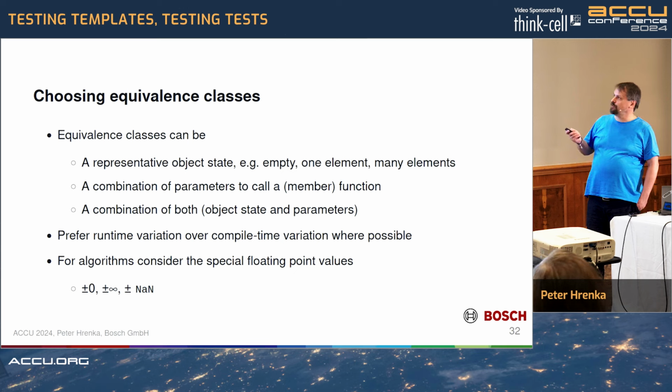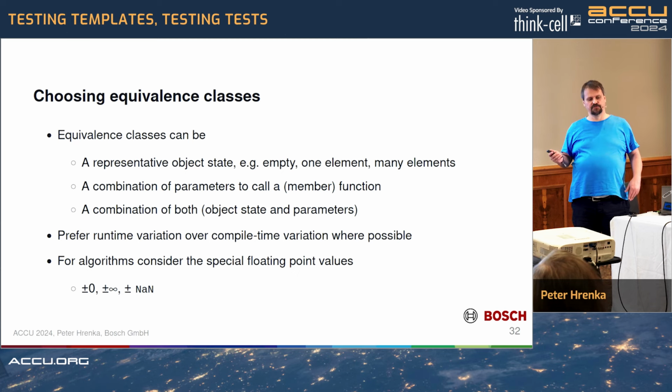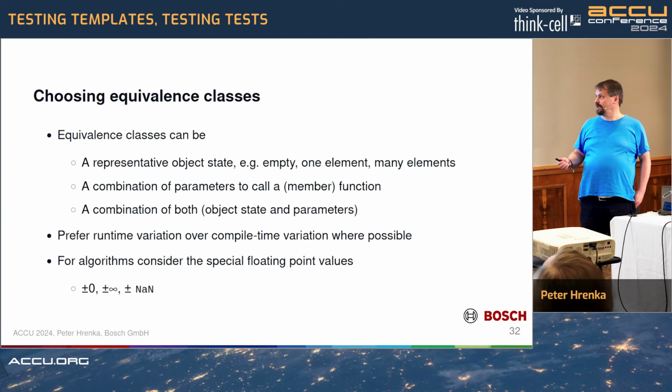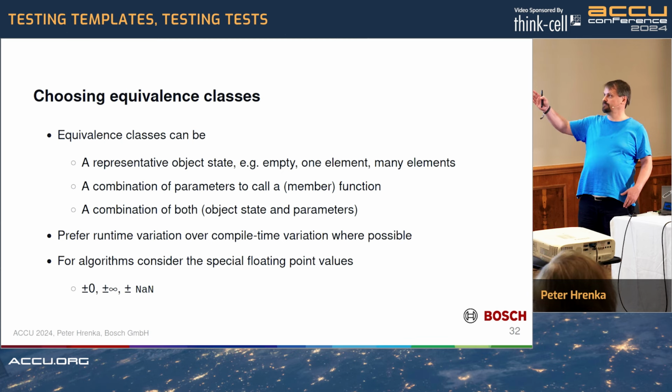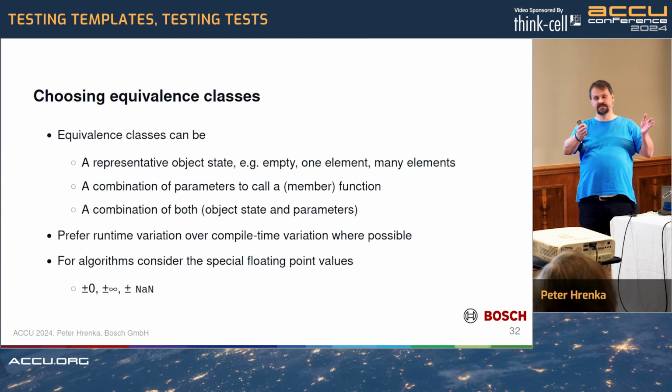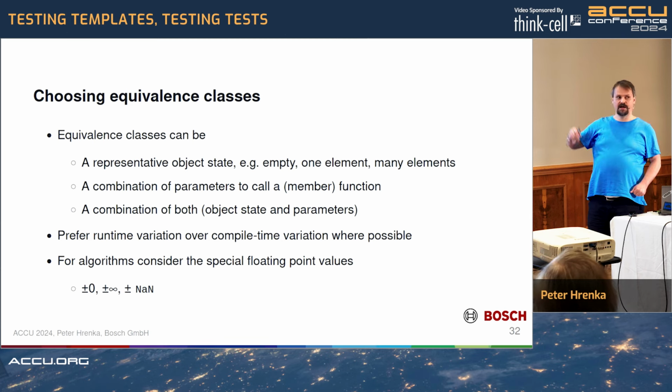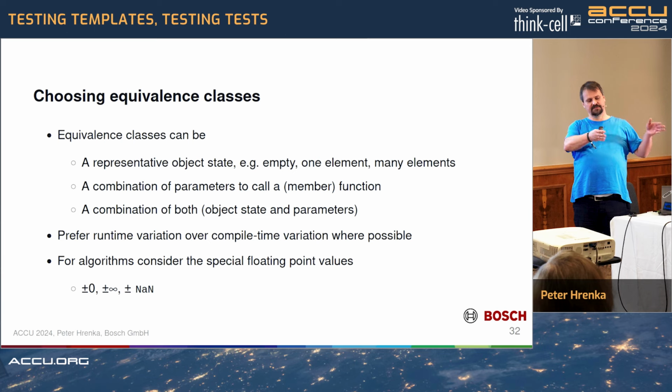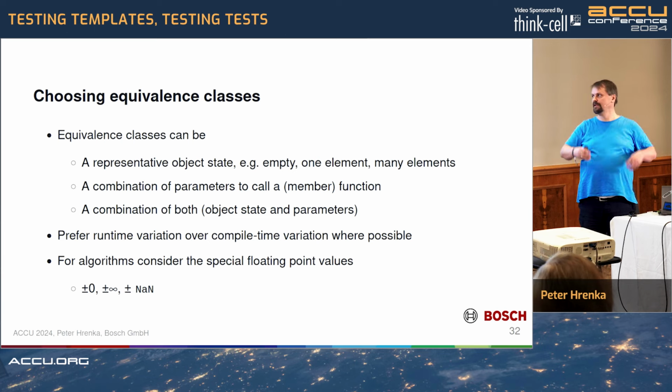But equivalence classes are also the combination of parameters to pass to the function. We could have different kinds of iterators, and then we also have the equivalence classes for the object state, which we defined before. For the iterators, of course, we can have the begin iterator, the end iterator, something in the middle, and that would be another set of equivalence classes. And of course, we can combine them both. We have the state for the vector and for the iterators, and we combine them so we can test everything.